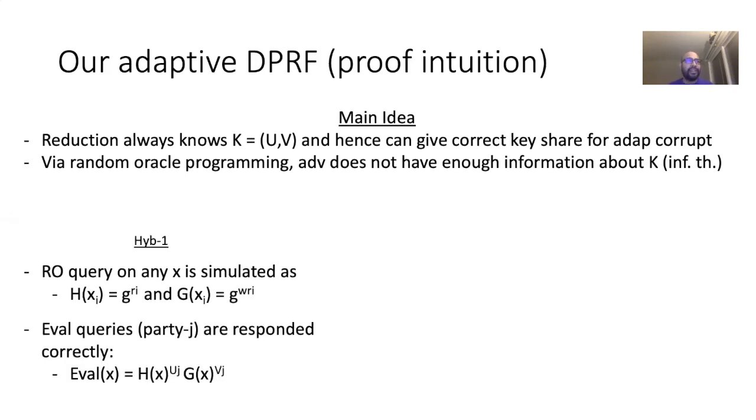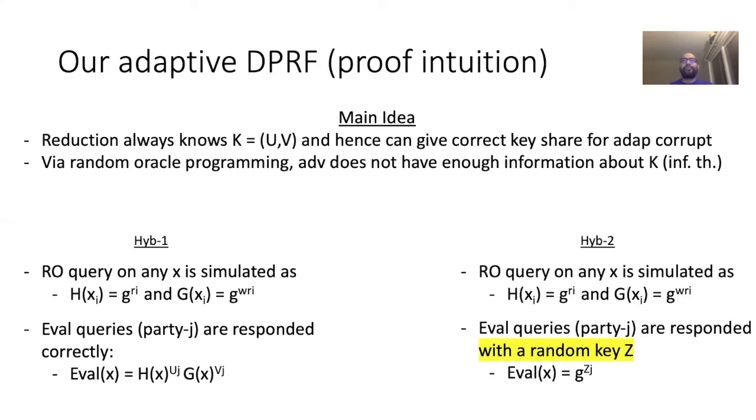What happens in the next hybrid is that we change how the eval queries are responded to. In hybrid 1, the eval queries are responded to correctly. For example, eval x is responded with Hx to the uj, for party j, times Gx to the vj. In hybrid 2, this is quite different: eval x is responded with g to the zj, where zj is a random value, right? So z is a random key and zj is its share, and it's responded with this particular value.